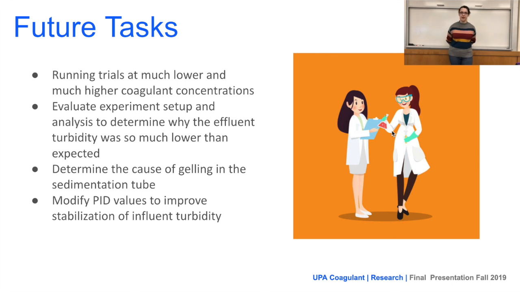So our future tasks include running trials at much lower and much higher coagulant concentrations, evaluating our experiment setup and analysis to determine why the effluent turbidity was so much lower than expected, determining the cause of gelling in the sedimentation tube, and modifying our PID values to improve stabilization of the influent turbidity.